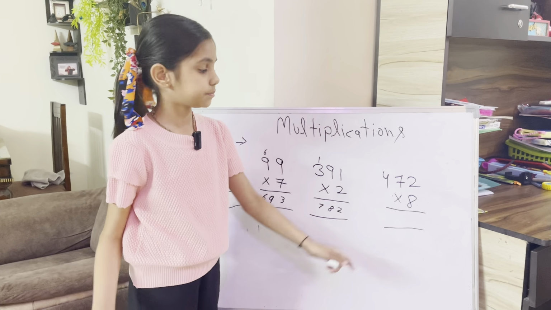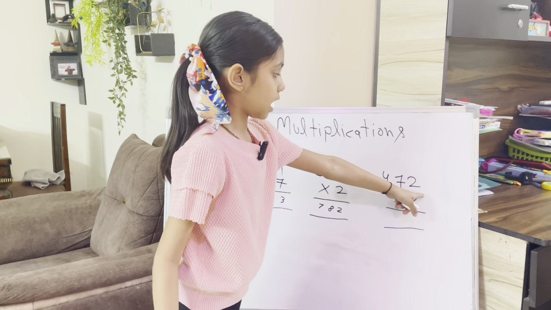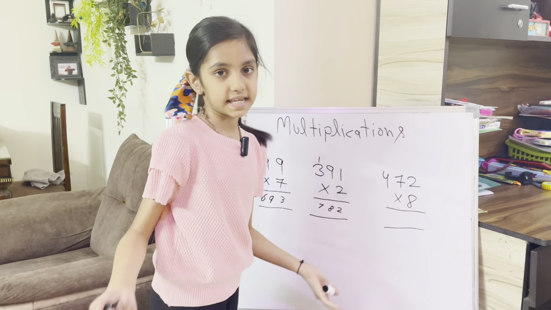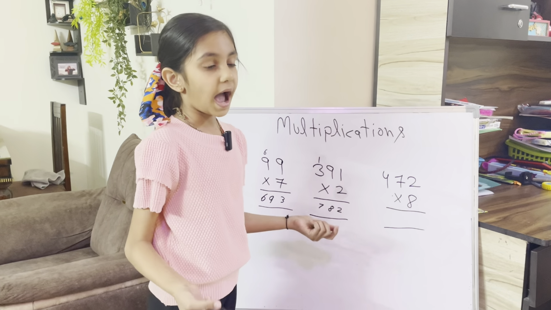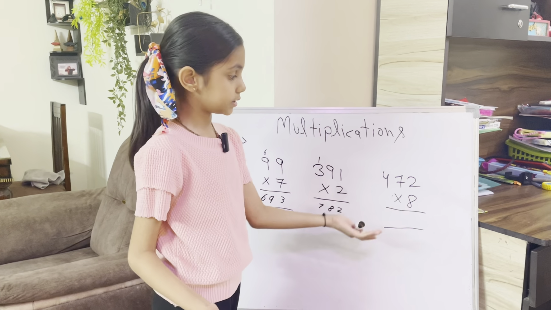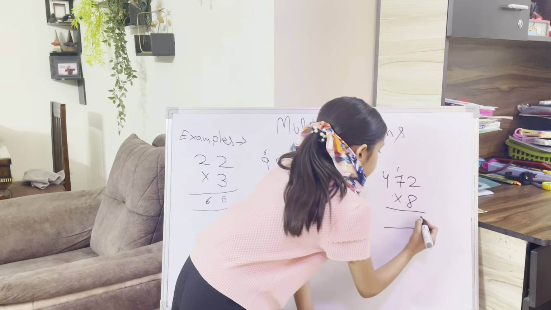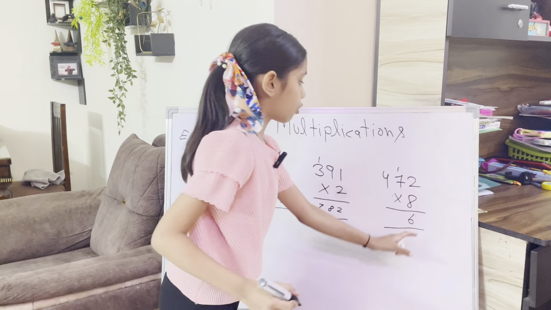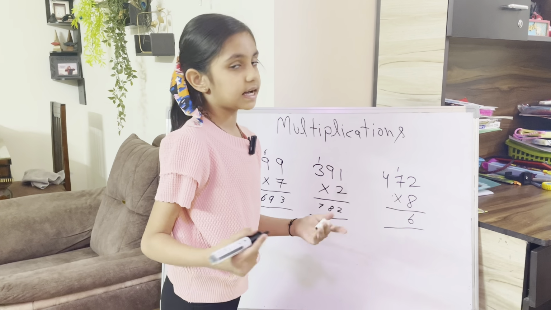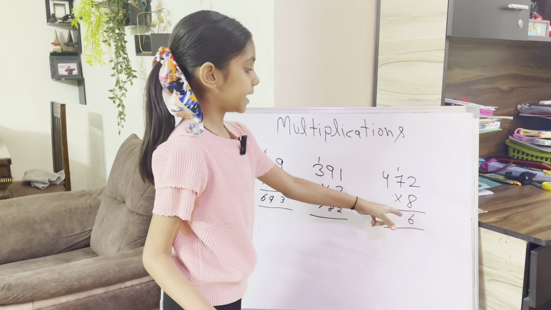The last one: 8 2s or 2 8s is the same. So I will do 8 2s. 8 1s are 8, 8 2s are 16. 1 will be up and 6 will be down. Now 8 7s and 7 8s are the same. I will take 7 8s.